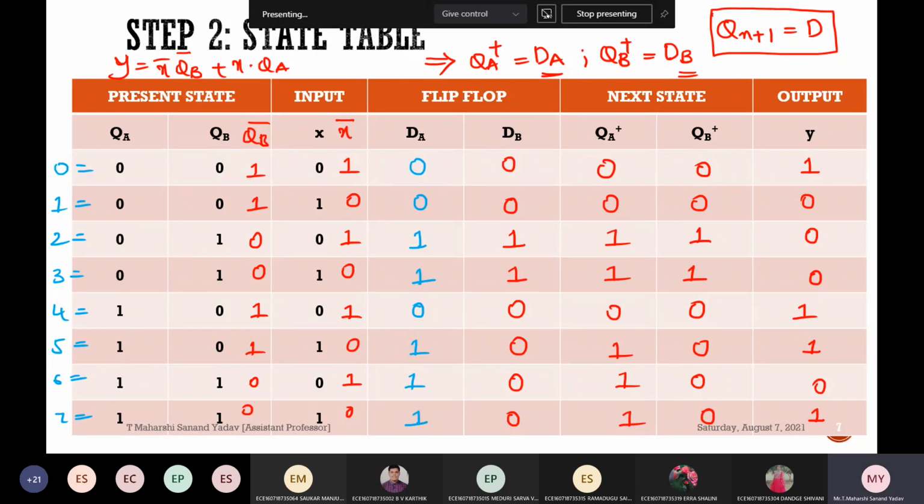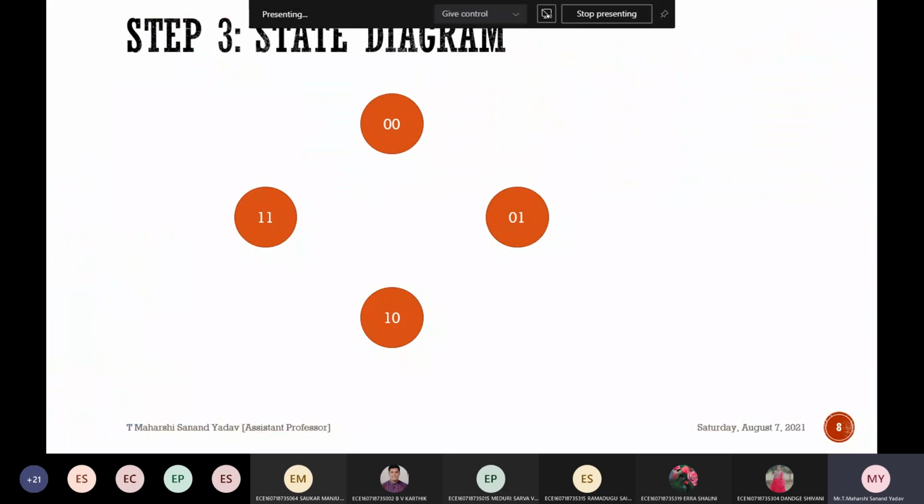Once we are done with this particular state table, by using the state table we have to draw the last step, which is the state diagram. If you observe, there are two outputs, QA and QB, so obviously 4 combinations will be there: 0 0, 0 1, 1 0, 1 1. So 4 states. You can write these as A, B, C, D also. We got 4 states. Now simply by using that particular state table, try to draw the graph.